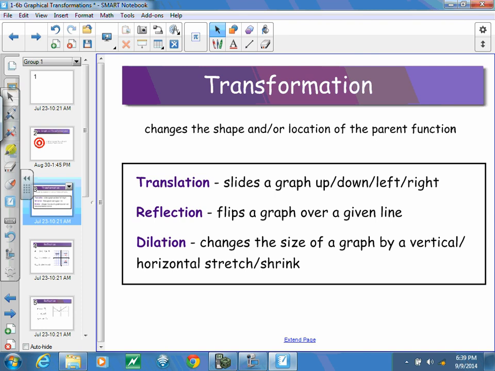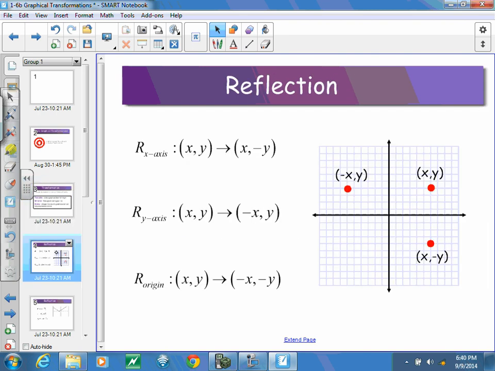They are changing the shape and or location of a parent function. So we're going to be moving graphs up, down, left, or right. That's a translation. We're going to flip things over, which is a reflection. And then you have dilations, which is going to change the size of a graph by doing some vertical and horizontal stretches and shrinks. So let's get right into what happens with a reflection.